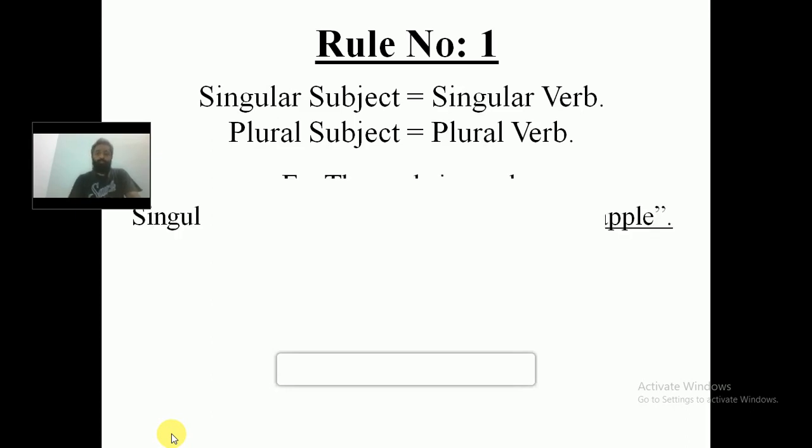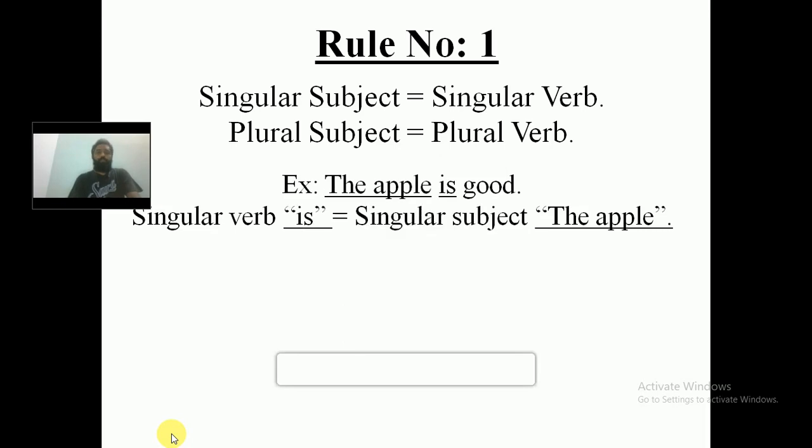Let's go through an example. "The apple is good." The subject is the apple and the verb is "is". So what is the agreement between subject and the verb? The apple is a singular subject. So what is the rule? When there is a singular subject, it has to be a singular verb. So in the first example, the apple is a singular subject, so we are using the singular verb called is.